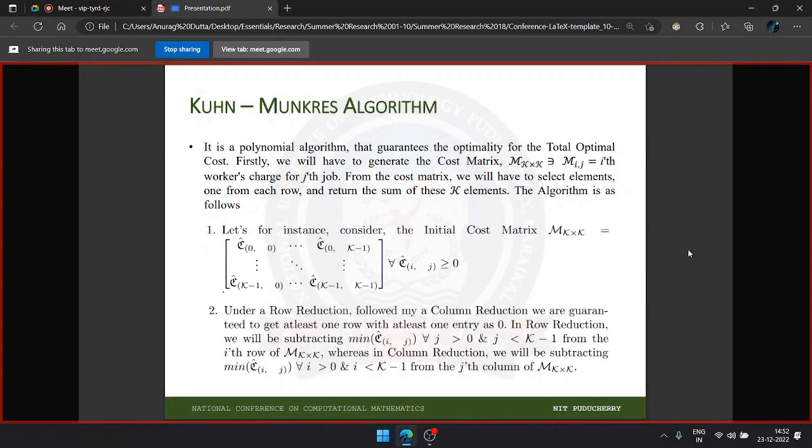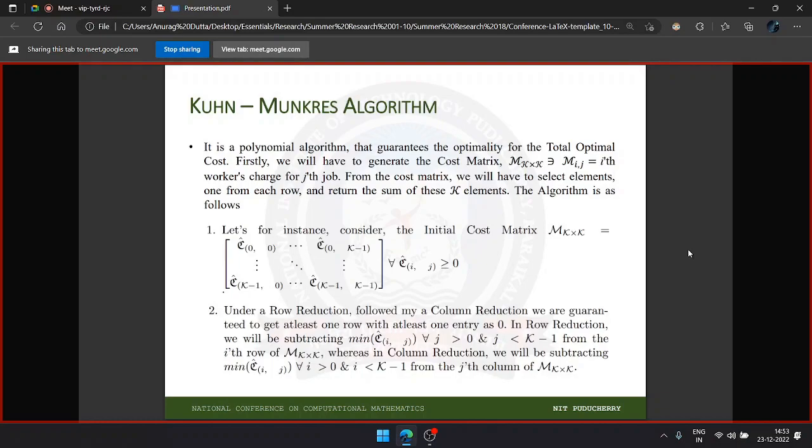Moving forward, this is the Hungarian solution to this problem, that is the Kuhn-Munkres algorithm. It is an algorithm that is going to solve the problem in polynomial time, whereas the previous naive solution was going to take exponential time. So this algorithm would help us solve this problem in polynomial time. It guarantees optimality for the total cost.